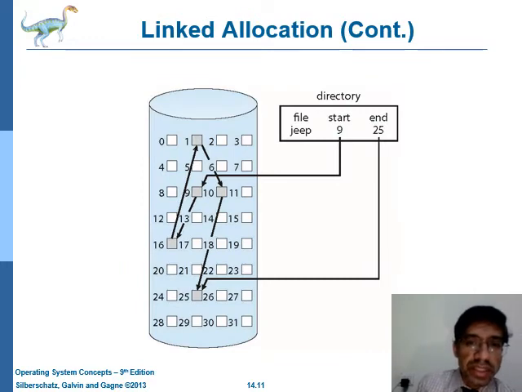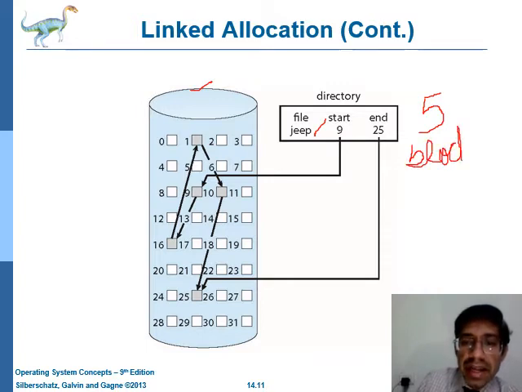Let us now try to understand it with the help of an example. Assume that on this disk we have a directory, with files scattered across blocks 0 to 32 of the disk space. There is a file called Jeep which requires around 5 blocks for storage. So if this file requires 5 blocks of storage, then these 5 blocks could be placed anywhere in this disk of 32 blocks.